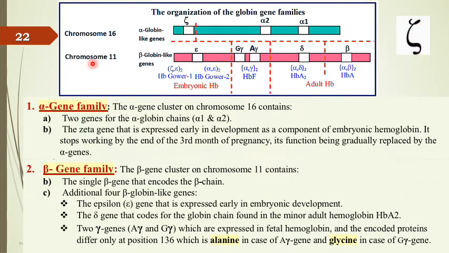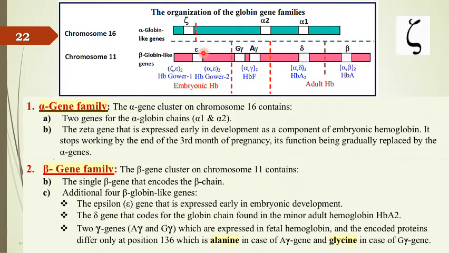Beta gene family contains many genes. Beta chain: 2 alpha chains, 2 beta chains of hemoglobin A. Delta chain: we have 2 alpha chains, 2 delta chains, hemoglobin A2 of normal adult blood. Gamma chain: 2 alpha chains, 2 gamma chains of hemoglobin F. We have 2 types of gamma chain, G type, A type. G means glycine, A means alanine.